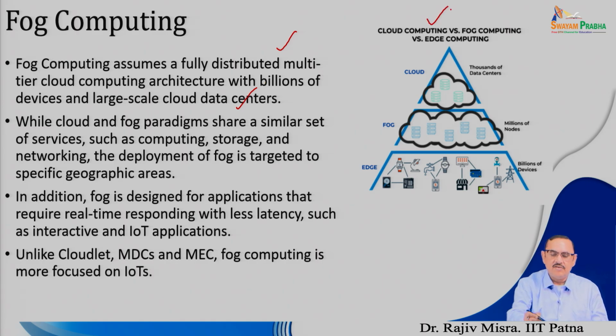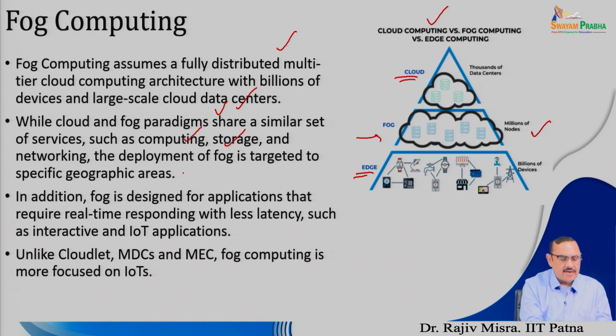See this particular scenario here: on one end this is edge computing, on the other extreme it is cloud computing, and here fog computing is a type of small-scale computing data center which is now supporting billions, millions of nodes. While the cloud and fog computing paradigms share a similar set of services such as computing, storage and networking, the deployment of fog is targeted to specific zones and specific areas.